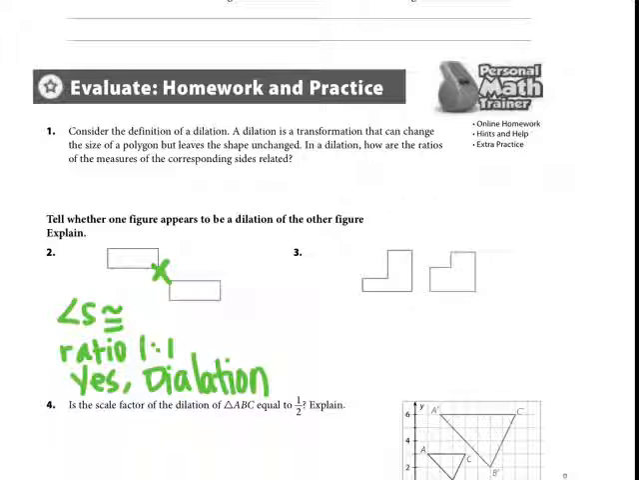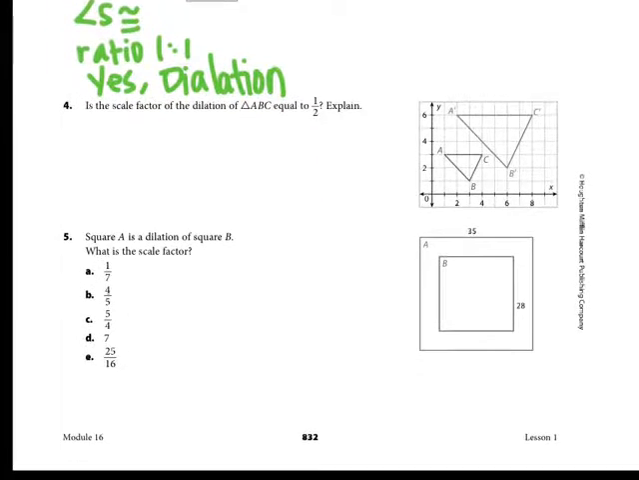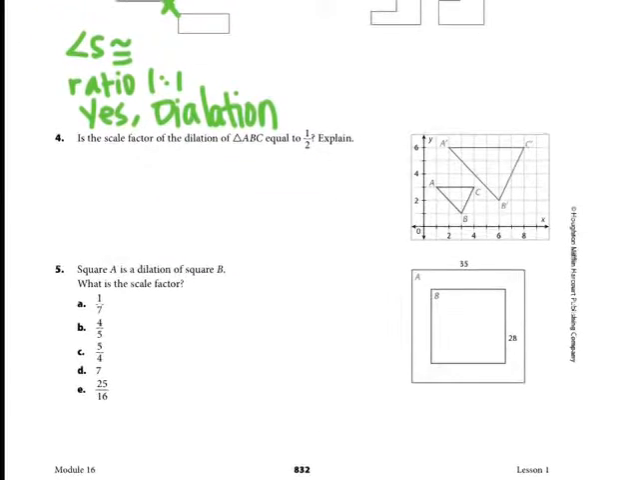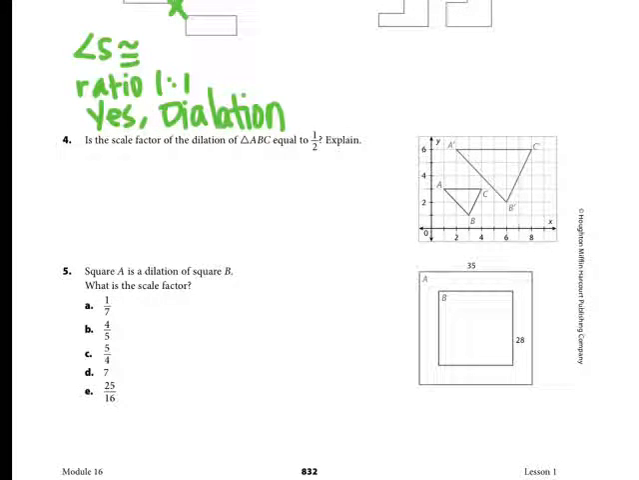So, all right, now let's take a look at another problem. Let's take a look at number 4. So you can see here: is the scale factor of the dilation of triangle ABC equal to 1/2, and explain. Okay, so you want to try and see if you can find measures that are horizontal. Those are a lot easier to work with. So this measures a 3. And this measures 1, 2, 3, 4, 5, 6. So this is a 6.